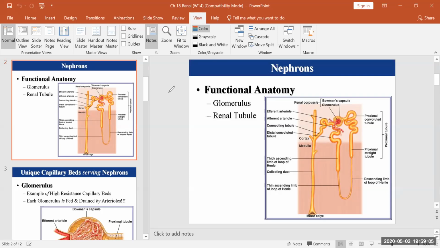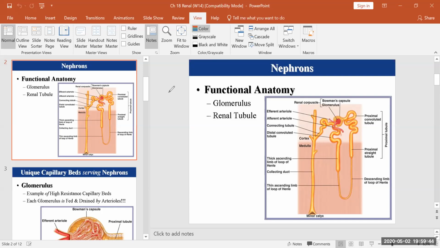Now, we have 2 types of nephron. We have the cortical nephron, which is around 85% of all nephrons. They are responsible for producing dilute urine. The other category of nephrons are called juxtamedullary nephrons. They are responsible for concentrating urine, and they are around 15% of the total population of nephrons.